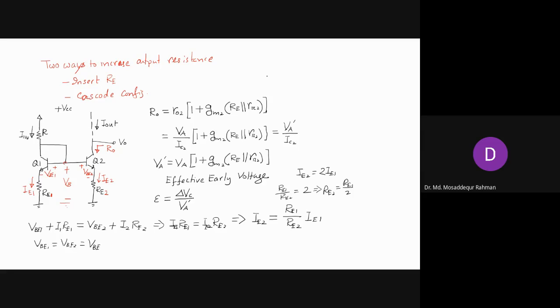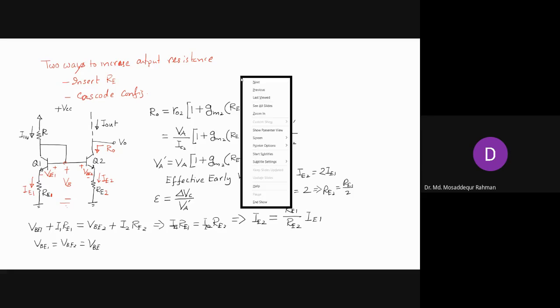Okay. So that is how we can improve the performance, reducing the error due to the finite output resistance by inserting the emitter resistance. And next we will see the cascode configuration. Okay, go to the next one.